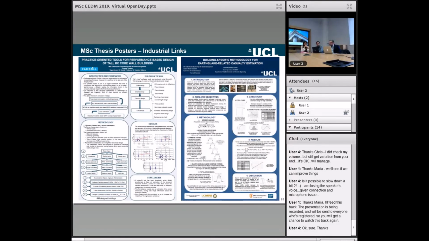Here on the screen, you can see some examples of past projects really covering all areas. The one on the left side is with Rumble, an engineering design consultancy, so very structural engineering focused. The one on the right side was in collaboration with the University of California, Davis, where the students spent a month out of the 3 months looking, for instance, at how we can quantify casualties, combining both structural engineering and non-structural engineering knowledge.